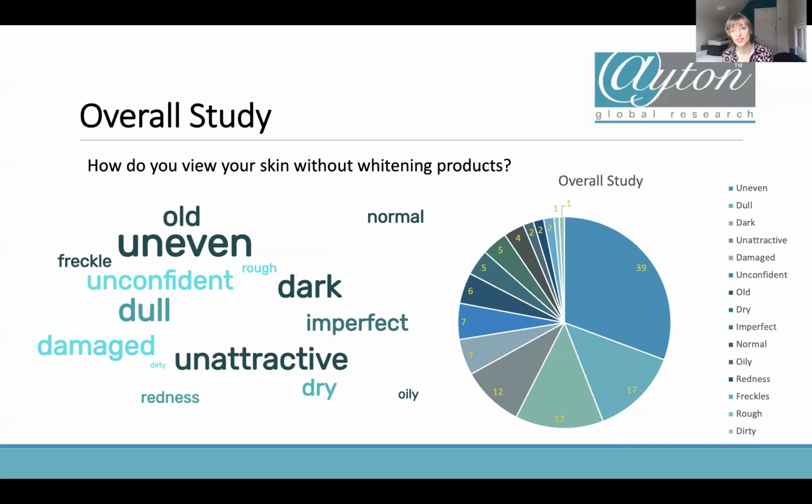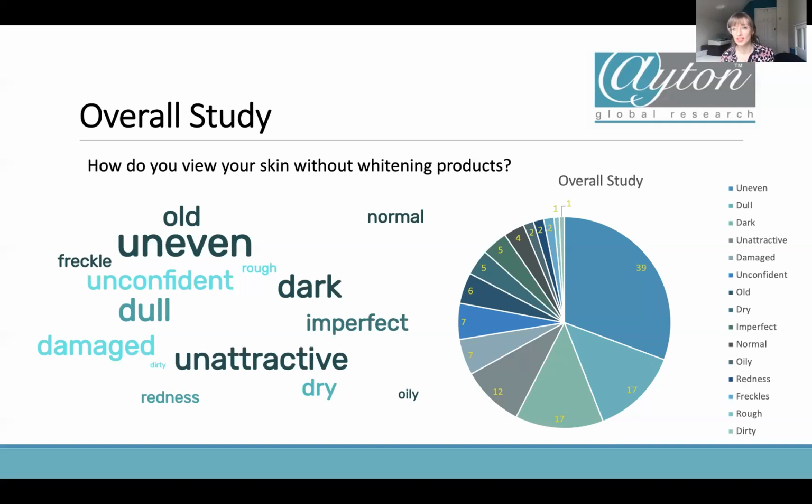Oily, which is quite interesting because I've run another market research after this, which I'll be happy to share results of, and a lot of people are saying that using whitening products really dries their skin out. So some people were using it to help with oily skin. Lots of people saw lots of redness, freckles, which was a huge thing in Japan, where freckles are seen as quite unattractive, which is really interesting because certainly in the UK, you want to have freckles.